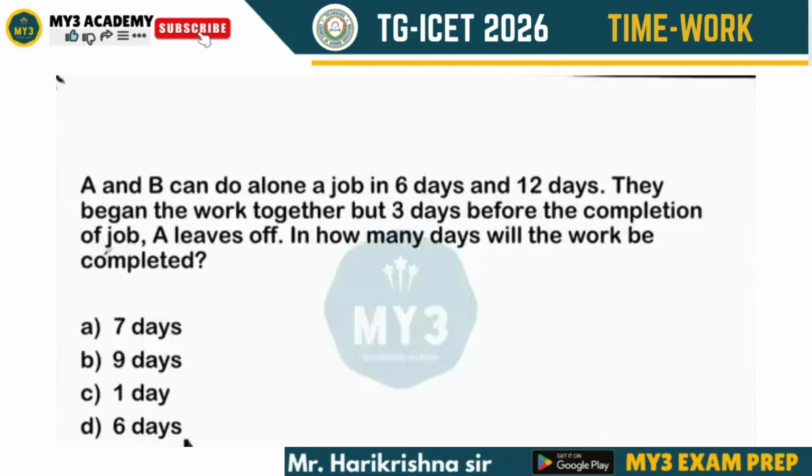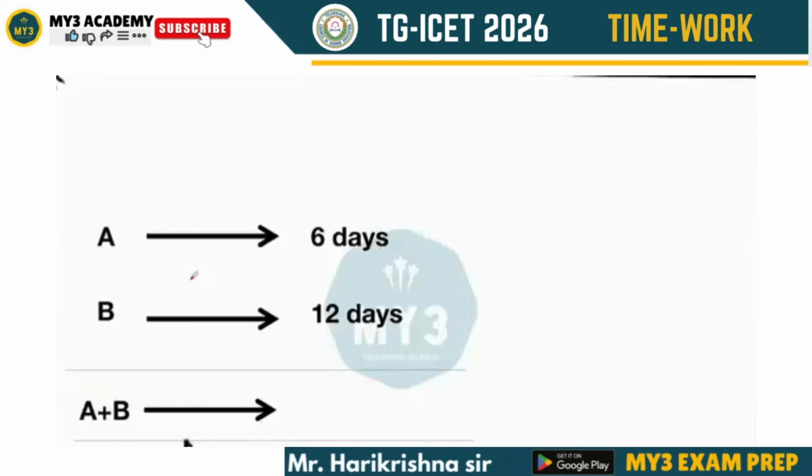In this question, they are given that A and B can do a work in 6 days and 12 days individually. They begin the work together, but 3 days before the completion of the job, A leaves off. In how many days will the work be completed? So as usual, they are doing the same work.